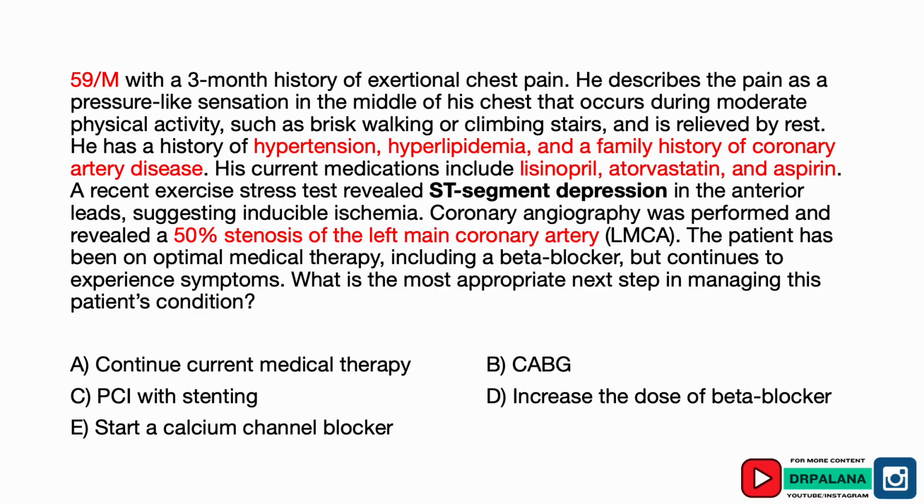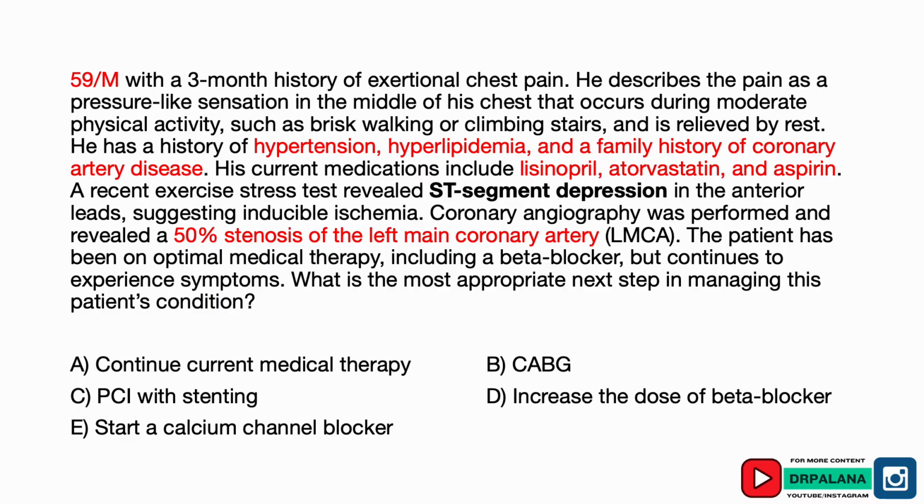A recent exercise stress test revealed an ST segment depression in the anterior leads, suggesting inducible ischemia. Coronary angiography was then performed, and it revealed a 50% stenosis of the left main coronary artery. The patient has been on optimal medical therapy, including a beta blocker, but continues to experience symptoms. What is the most appropriate next step in managing this patient's condition? A. Continue current medical therapy. B. CABG. C. PCI. D. Increase the dose of beta blocker. Or E. Start a calcium channel blocker.